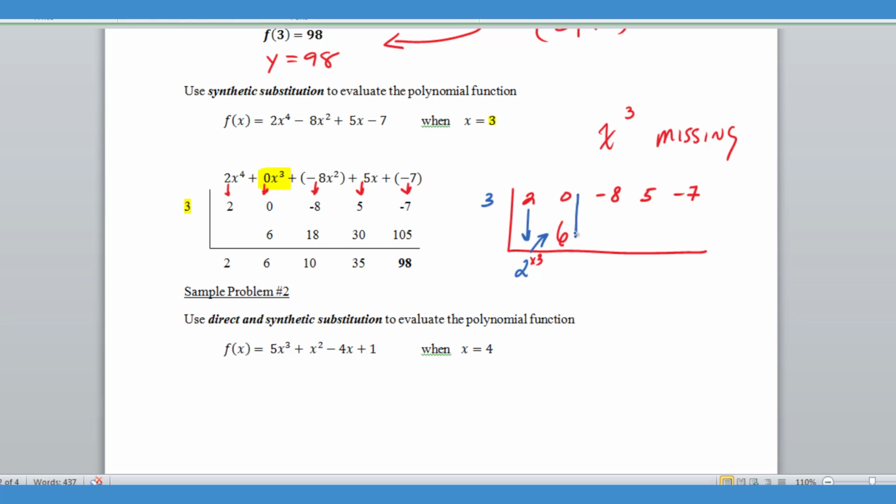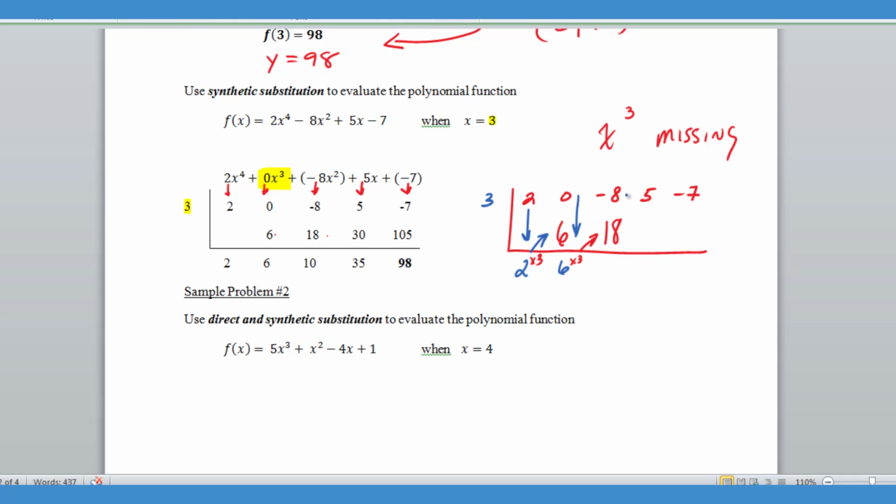I'm going to combine the 6 and the 0. So 6 plus 0 is just simply 6. Now that I have a number below, I'm just going to multiply that by the 3 and move that new number back up into the box, which is 18. And so you can see we're obtaining these numbers that we had here.